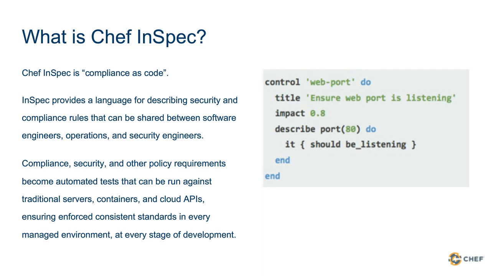And then there's an impact level, which is on a scale of 0.0 to 1.0, with 1.0 being the most critical impact to a system. And here you can see the actual test is a simple statement in that describe block that says port number 80 should be listening. Okay, so this is very human readable and very powerful because it is Ruby as well. So you can wrap logic around these tests.